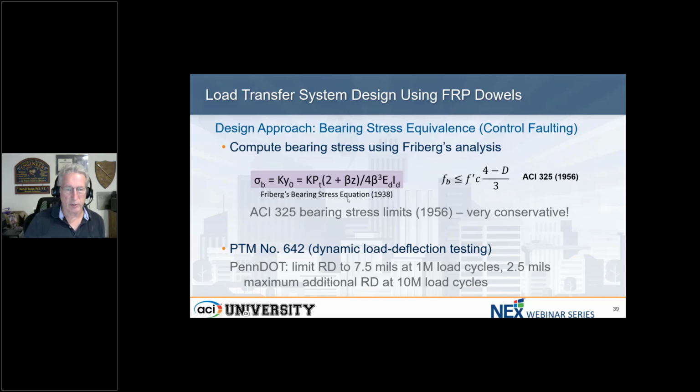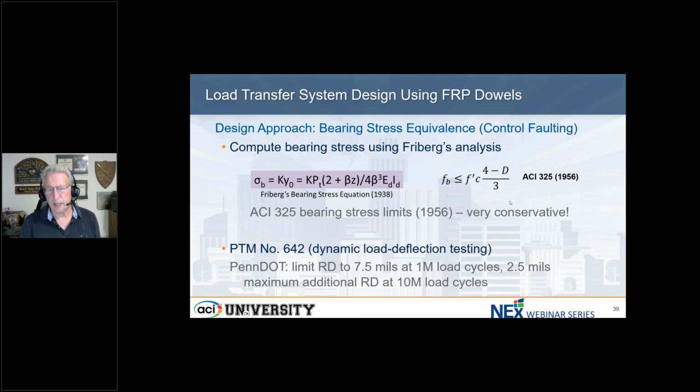And here's Freeberg's bearing stress equation. I'm not going to go into it and define all these terms here, other than, K is the stiffness of the concrete, P is the transfer load, Z is the width of the joint. And then you've got your E and your I, which are the stiffness of your dowel bar. Once upon a time, back in 1956, ACI 325 had a subcommittee that developed a limit on bearing stress based on some studies by Marcus and Teller and Cashell and other folks. And this is the equation they came up with. It limited bearing stress to a function of the compressive strength of the concrete and the dowel bar diameter. Okay, those are the things that played in.